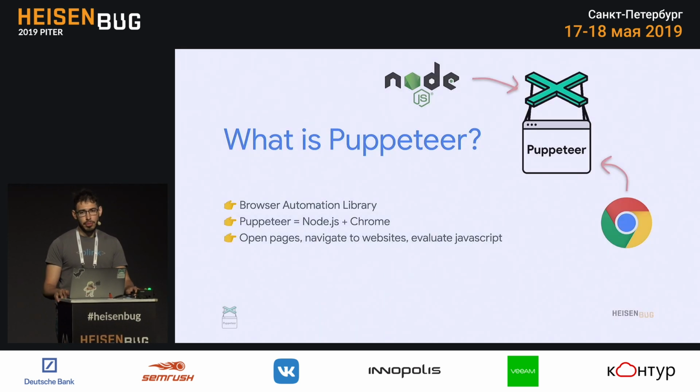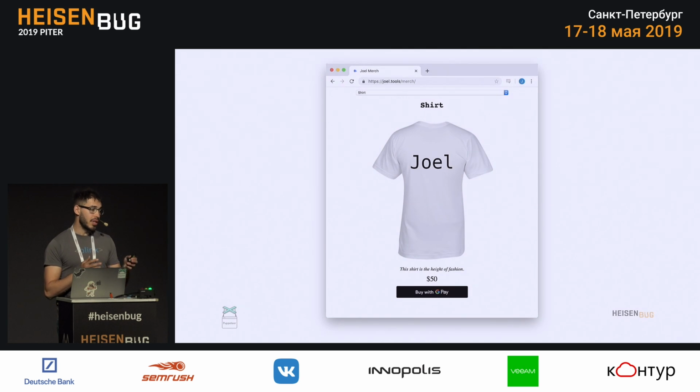So what is Puppeteer? Puppeteer is a browser automation library. It brings the power of web to Node.js with simple-to-use and easy APIs. So with Puppeteer, you can do many different things. You can open pages, you can navigate to different websites, and you can even evaluate JavaScript inside the context of the website. So you can do many more, and we'll talk about this. But seeing once is actually better than hearing, so let me introduce you to Joel's personal merchandise website.